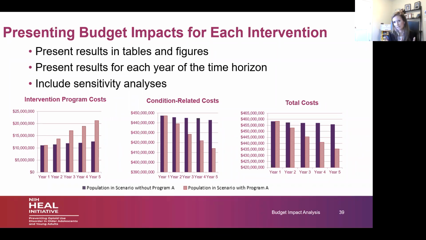this new program was not introduced. And then the bar right next to it, the checkered or hashed bar, shows what the costs for each of these components would look like if this new program is offered in each of the years, based on the assumptions of scalability or diffusion of this intervention. So we just wanted to share some examples of what the results will look like. And the total costs, the graph on the very right side, is where you can see the impact on the budget overall.